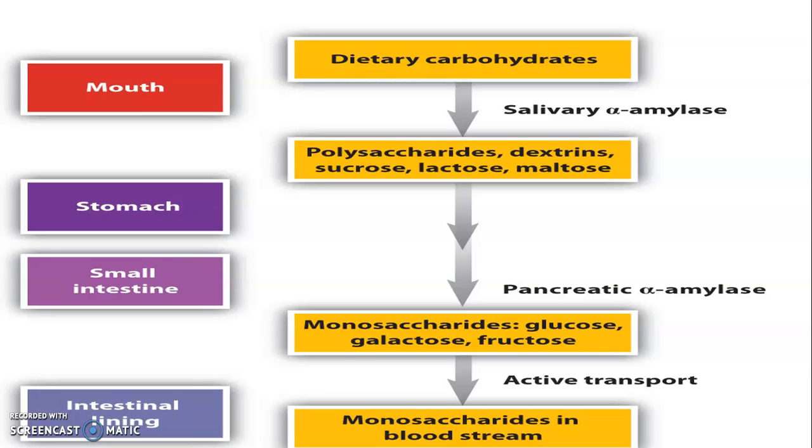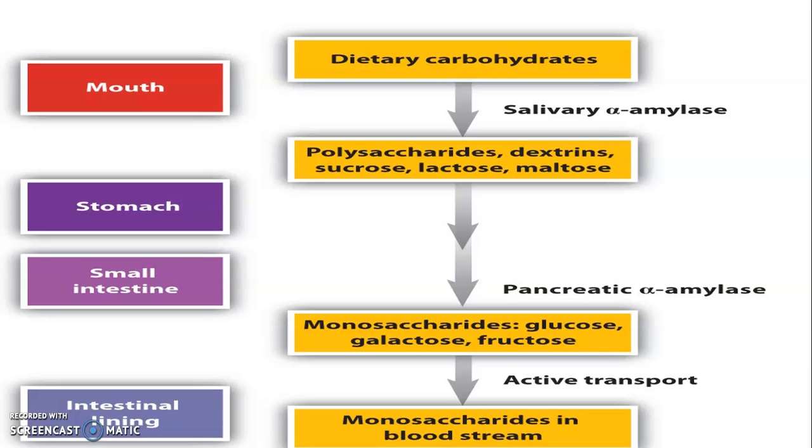The digested saccharides will go through the digestive tract, where digestion of carbs will stop in the stomach, and then it will continue in the small intestine, where a certain enzyme called pancreatic amylase will continue digesting the carbs or the saccharides into the last form, which is the monosaccharide, and monosaccharide can be glucose, galactose, and fructose.